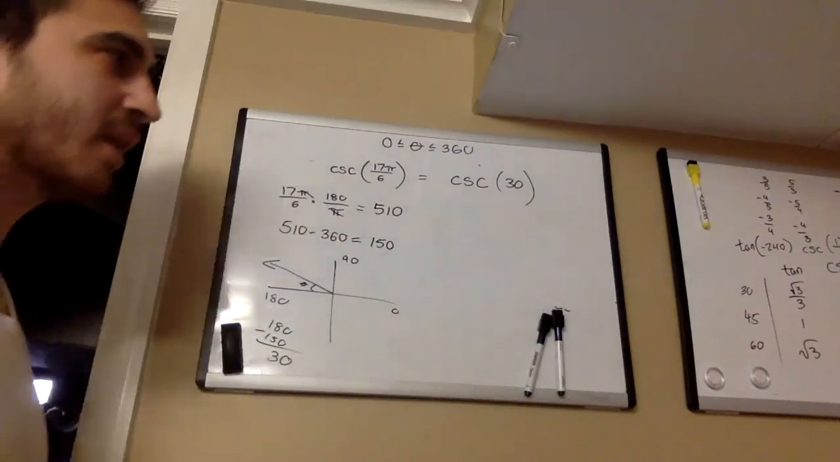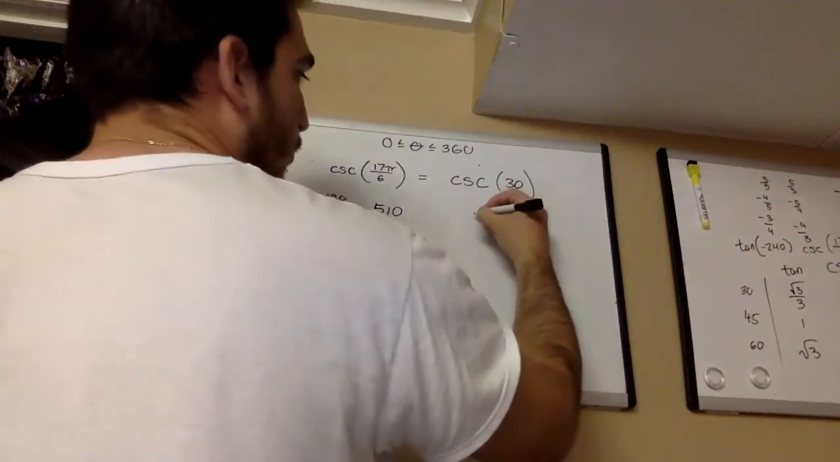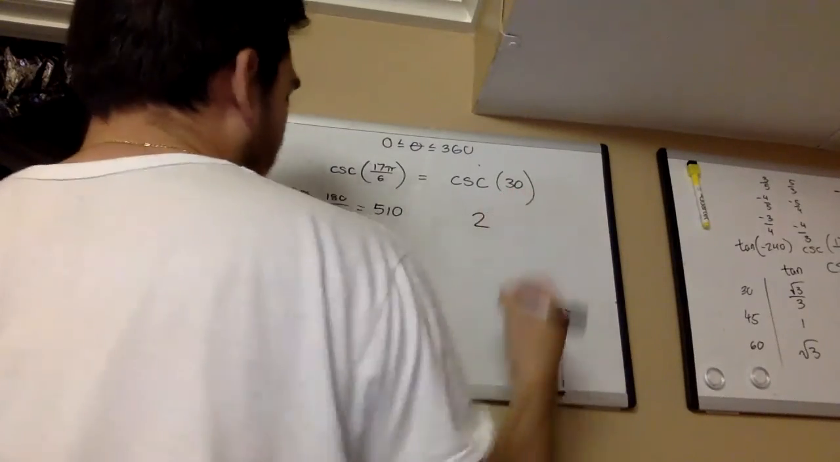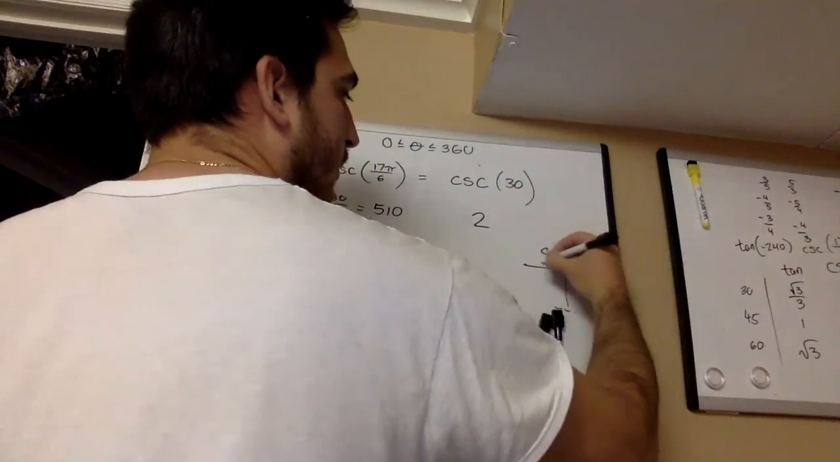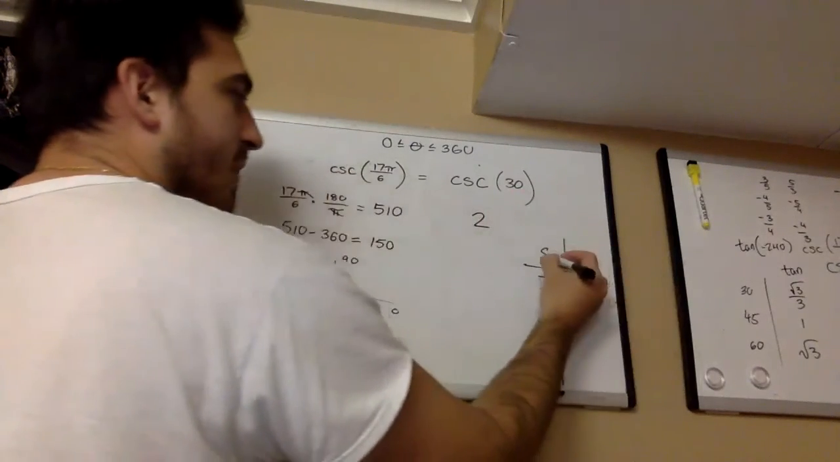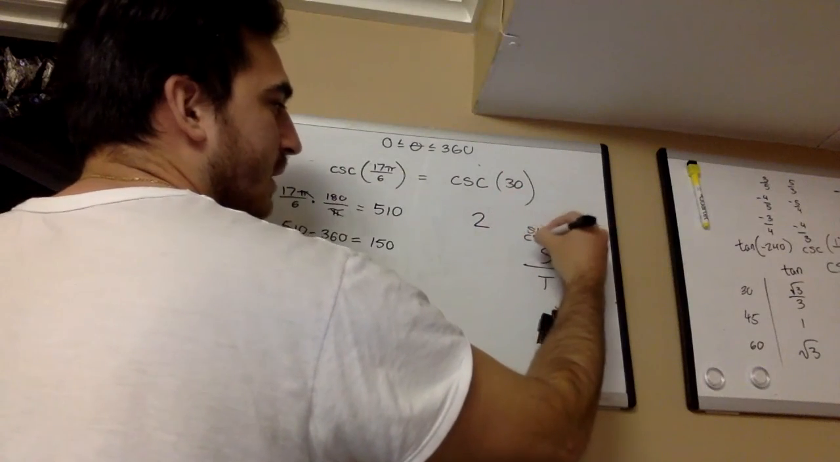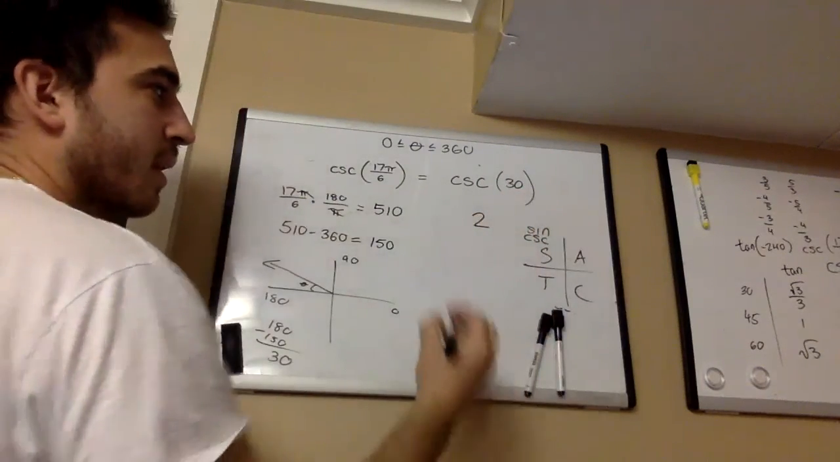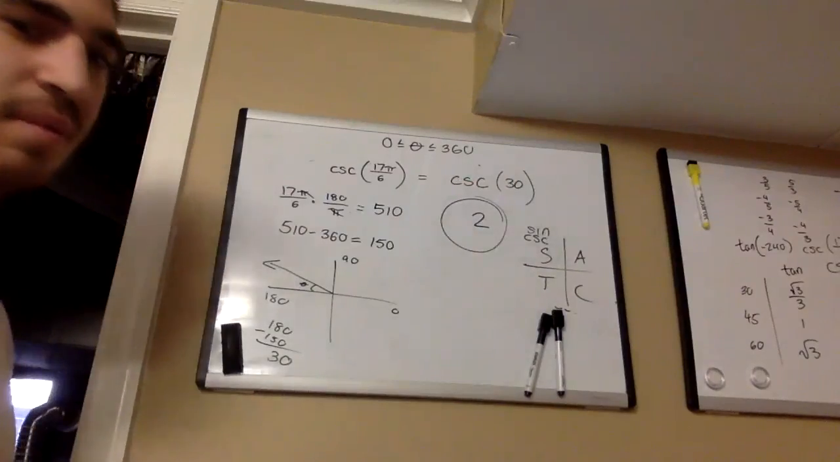So now, once again, if you look at your chart, the cosecant of 30 is 2. And since it is All Students Take Calculus, in this quadrant, that means sine is positive, but it also means that cosecant is positive because that's the opposite of it. So that means I leave it as a positive 2. So that would be my final answer.